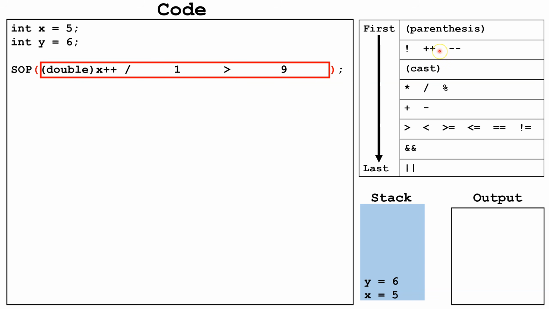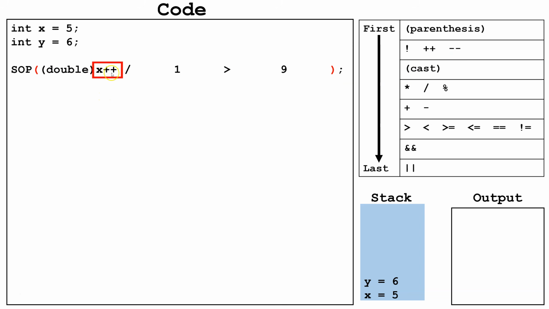We can see the plus plus increment takes highest precedence. So we'll do x plus plus. Since the plus plus is after the variable, this means that we will increase the value of x in the stack, but for the purpose of this x, it will remain at 5. Now we'll replace this x with a 5, as we increase the value on the stack to 6. Next is cast. So we're going to cast this 5 as a double, and 5 as a double is 5.0.